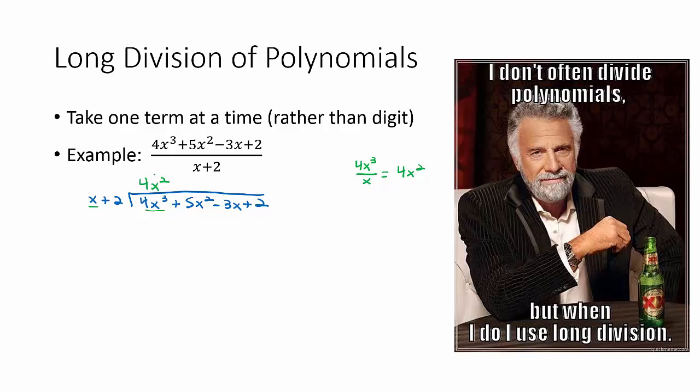Then just like with long division, we multiply that 4x squared times the x plus 2. 4x squared times x is 4x cubed. And 4x squared times 2 is plus 8x squared. And now we subtract, which is akin to changing the signs. This is the important step. We have to change the signs all the way through. 4x cubes are gone. 5 minus 8 is negative 3x squared. And we bring down not the next digit, but the next term, minus the 3x.